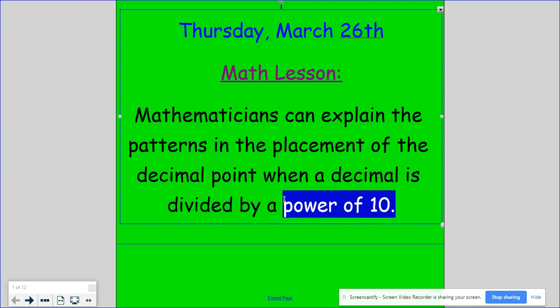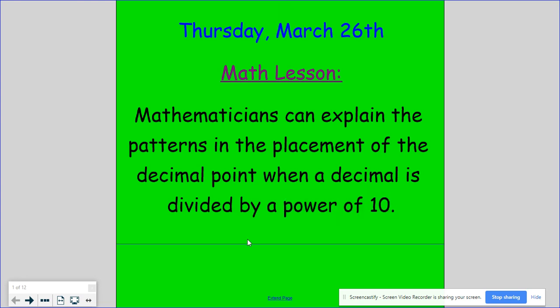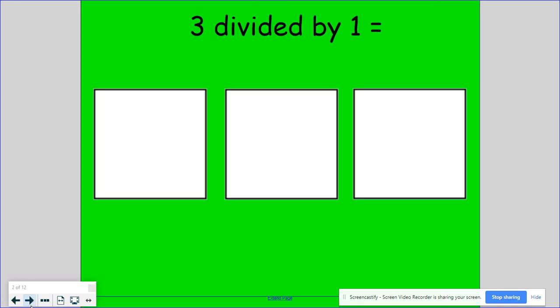So today we're going to be dividing by powers of 10. So what does that mean? When I'm talking about a power of 10 today, we're talking about 1, 1/10, and 1/100th. So let's get started with launching our learning.